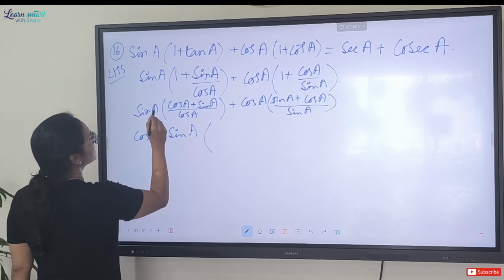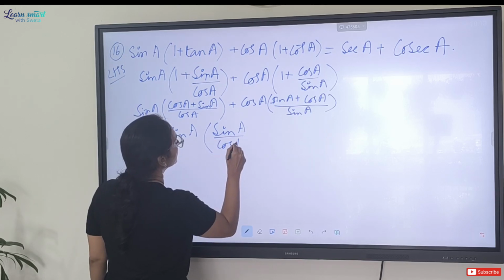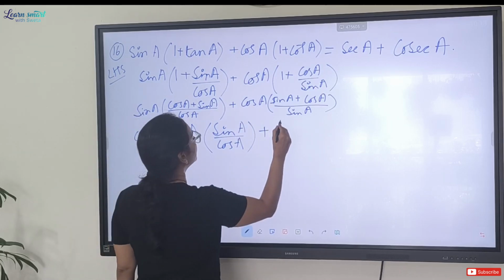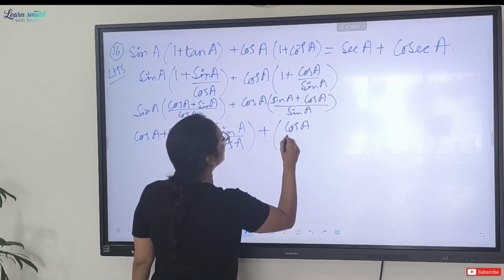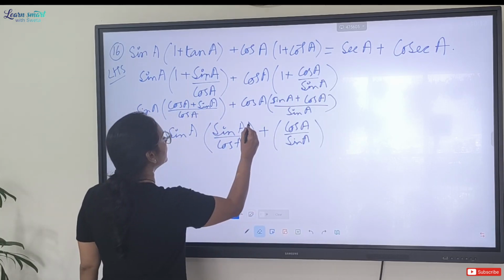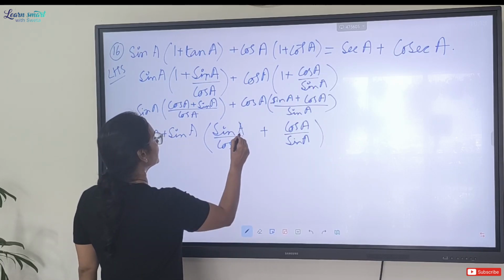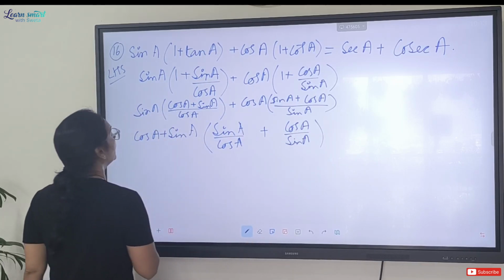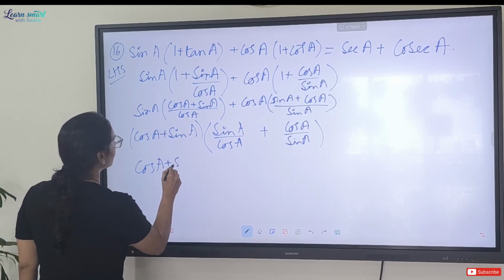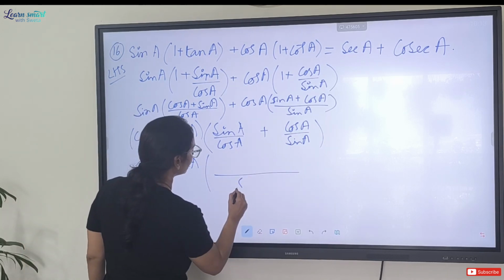And what we have left here is sin A upon cos A, plus here what we have left, we have taken this as common, so cos A upon sin A. There will be no brackets actually, so let me remove this bracket. So this is (cos A plus sin A) into (sin A by cos A plus cos A by sin A). So here again we will take LCM, and we will get sin A into cos A.